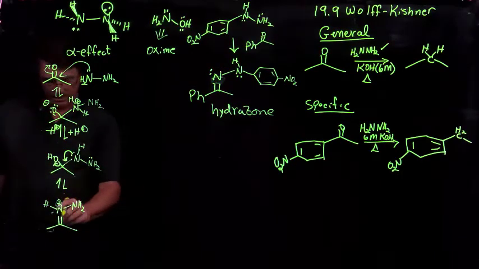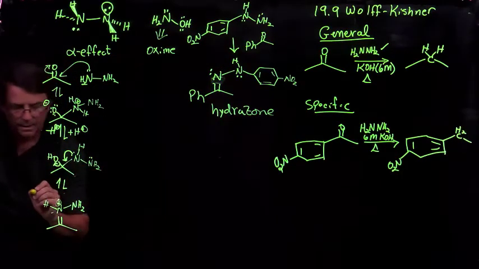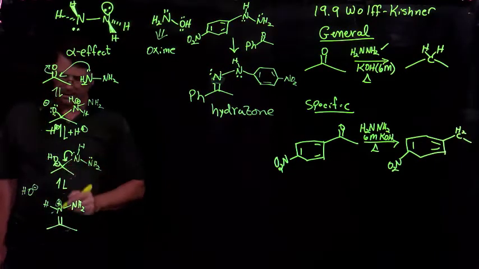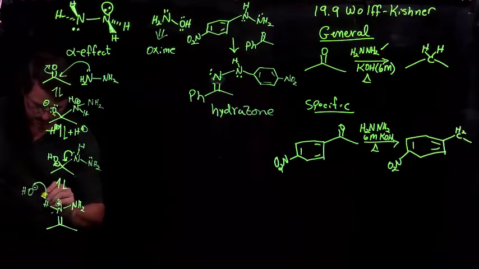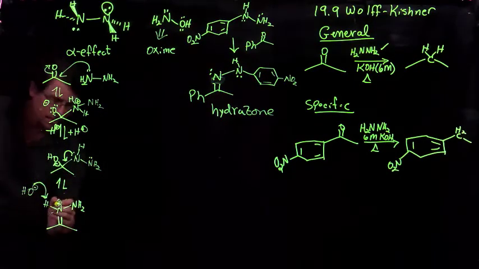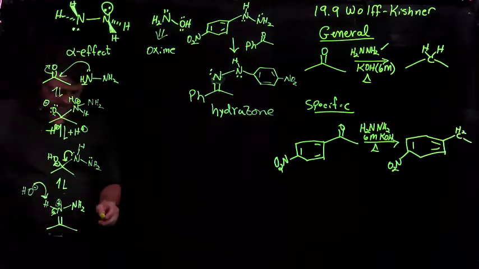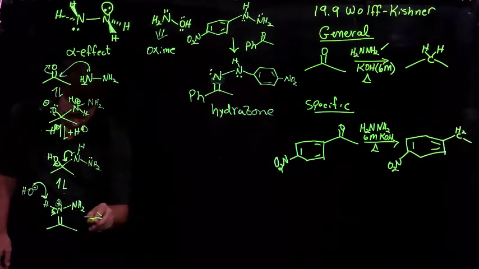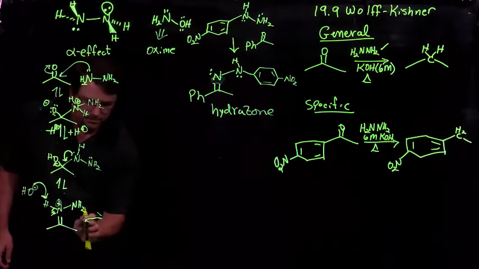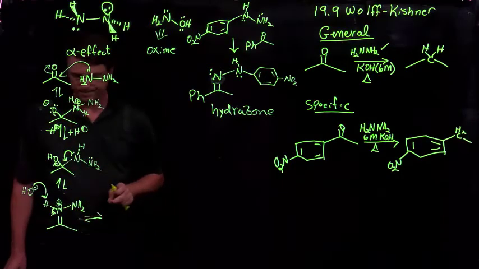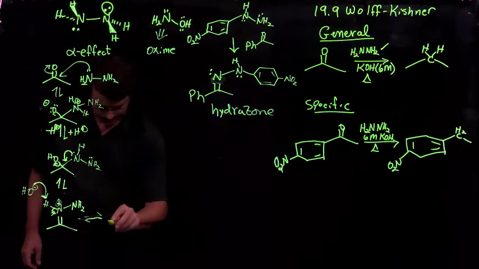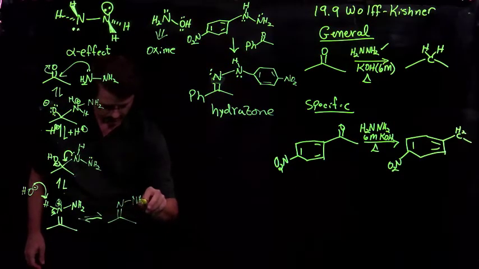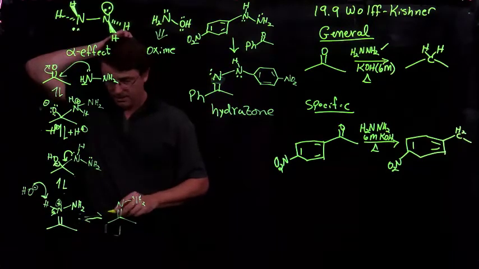Makes the hydrazinium ion and hydroxide. Okay, so we can, of course, with base, we're under strongly basic conditions. We will pluck off that proton, and this gives us, we now have the hydrazone.